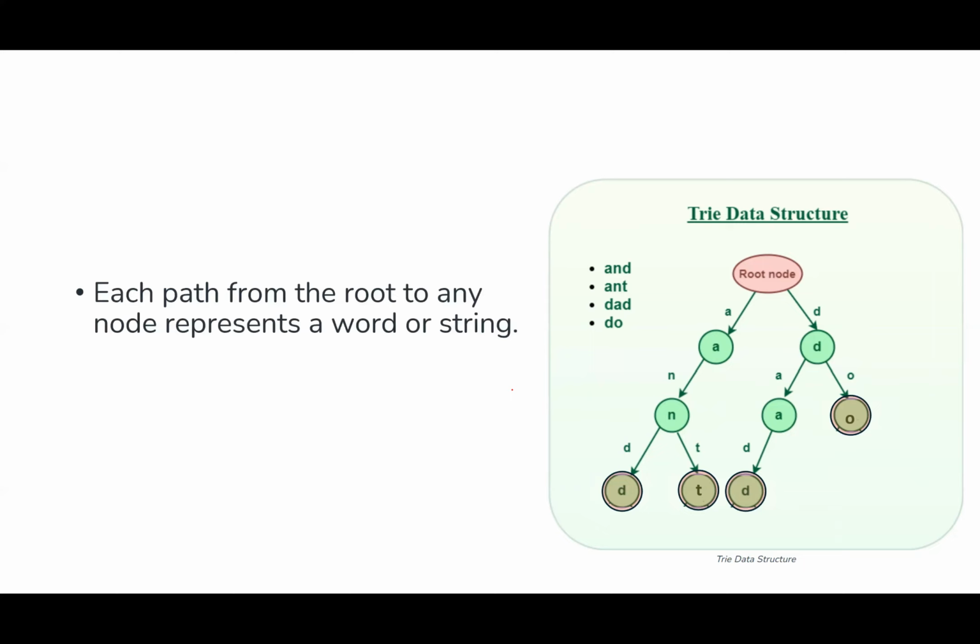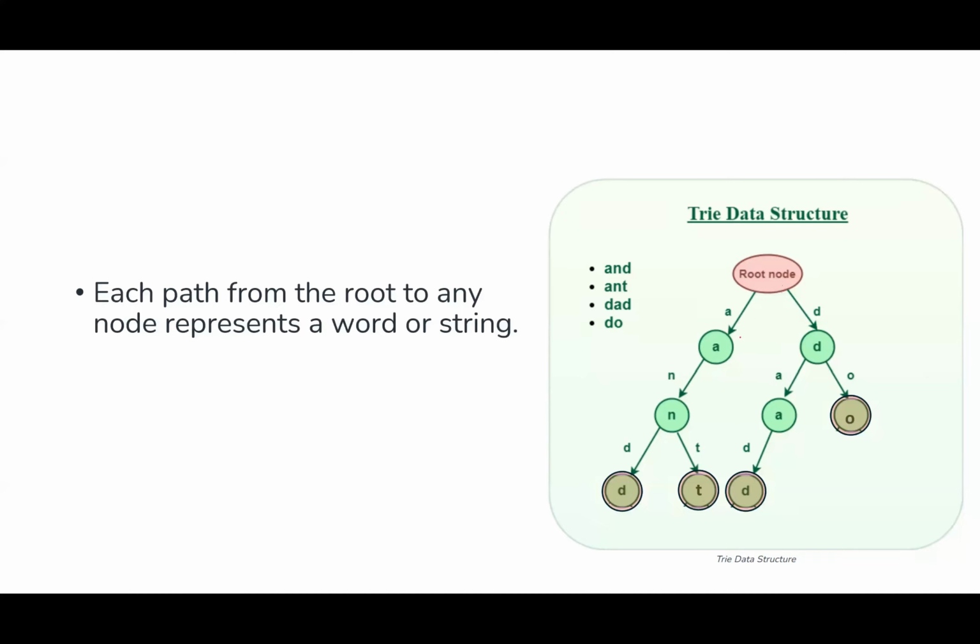Okay, so each path from the root to any node represents a word or a string. So we already talked about this, right? Let's talk about this path. What does it represent? It represents a string, DA. Well, this is not a word. This is a string. We have color coded this, so the words are actually these deep green colors. These are words. And the others are just strings.